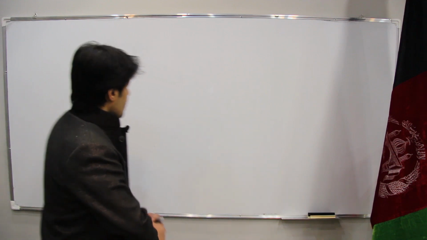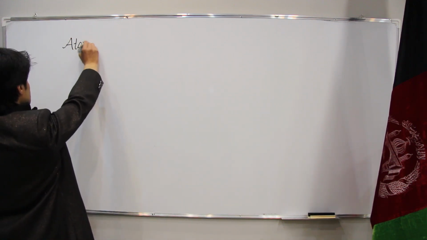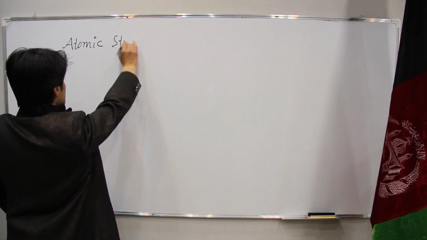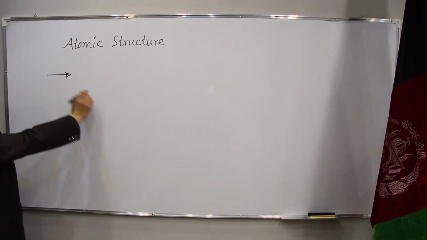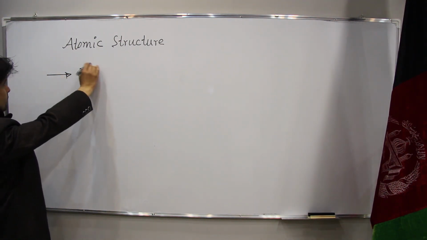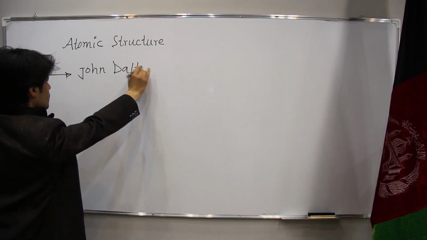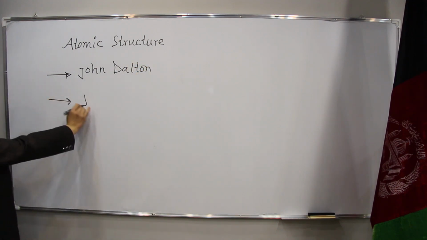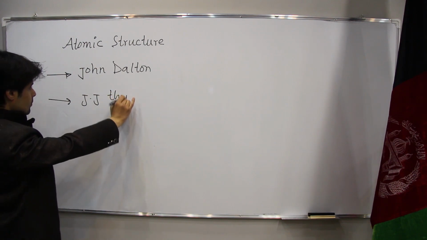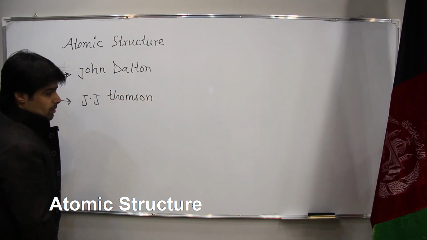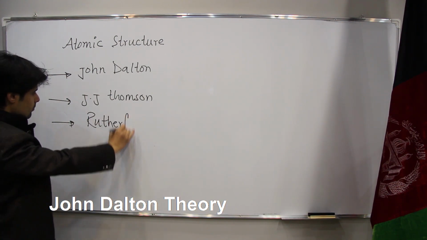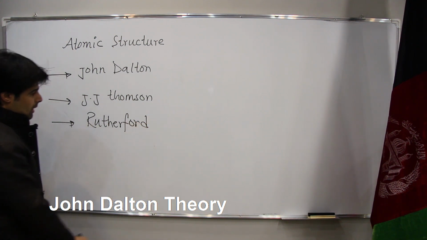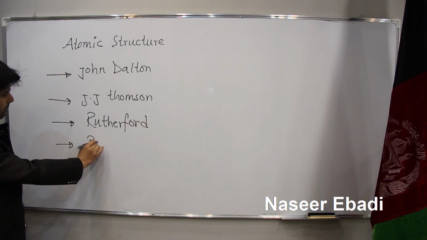Today we are starting atomic structure. In atomic structure, we will discuss John Dalton's theory. Second, we will go to J.J. Thomson, what he said about the atom. And the third one, we will come to Rutherford's explanation of the atom, and also Bohr theory, Niels Bohr.